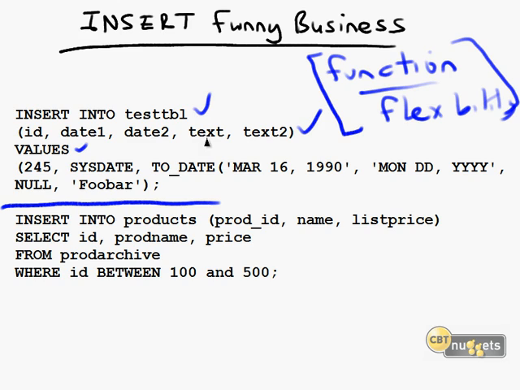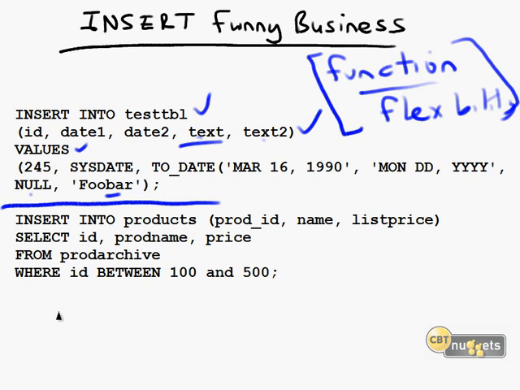In position 4, text, we're passing in null. I hope that we don't have not null attached to this column, or we may have some problems, right? And finally, foobar is just fine with text 2. So this example is just to show you some of the flexibility we have inherent in the Oracle insert statement.